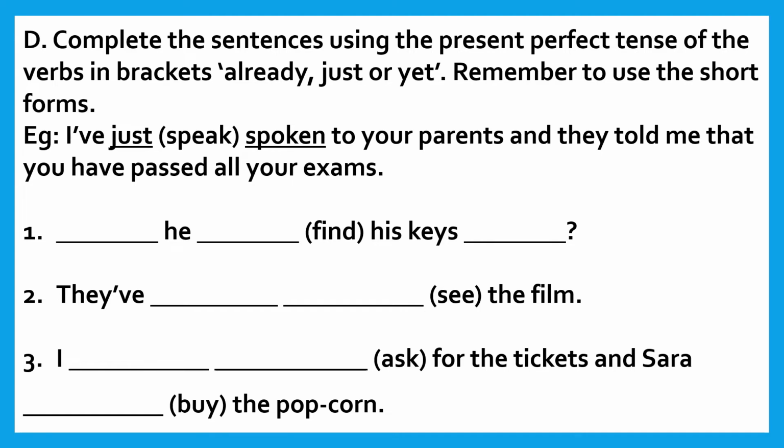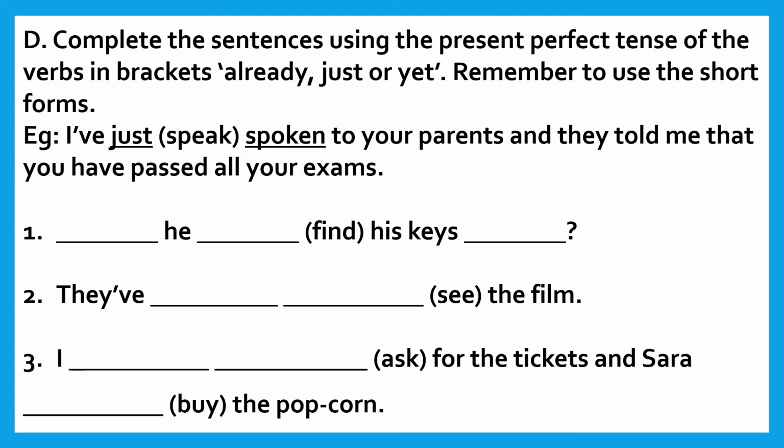Now children, we move ahead and solve exercise D. Complete the sentences using the present perfect tense of the verbs in brackets and already, just, or yet. Remember to use the short forms. So children, in this exercise, we have got certain verbs given to us in the brackets. We have to make them into present perfect tense. And also we have got to use the words already, just, or yet.